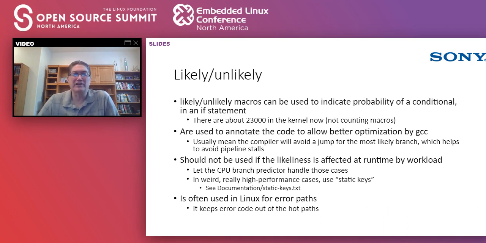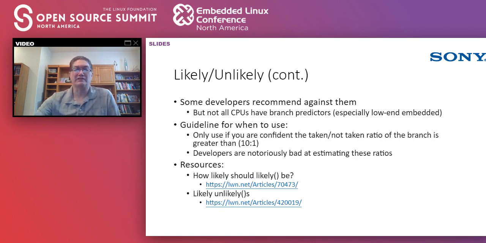There is a really weird thing. If you have super high performance, there's something in the kernel called static keys. I'll let you read up on that. So likely and unlikely are often used in Linux error paths. And some developers actually recommend against them, saying that, well, the CPU has branch predictors and it's going to do better than you. But not all CPUs have branch predictors. So I'm an embedded guy, and especially low-end embedded, sometimes the processors don't have branch predictors. So if you can help out a low-end processor shave some cycles off, I think they're useful.